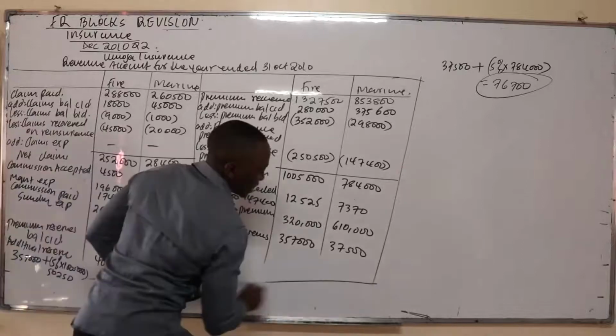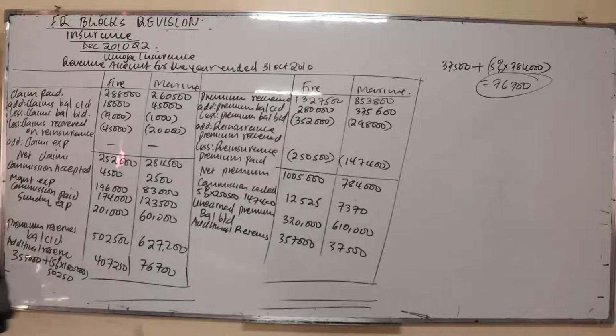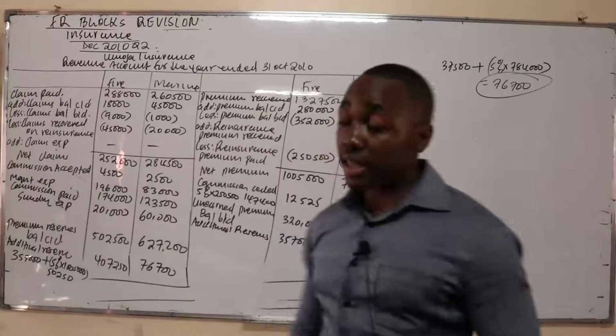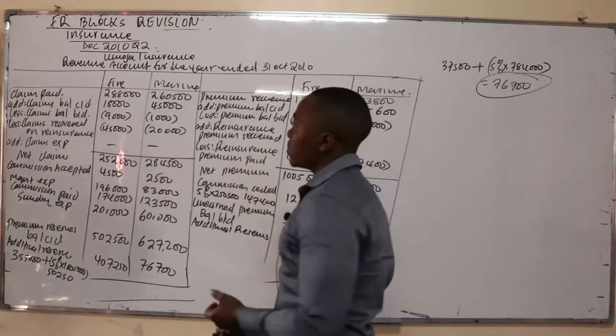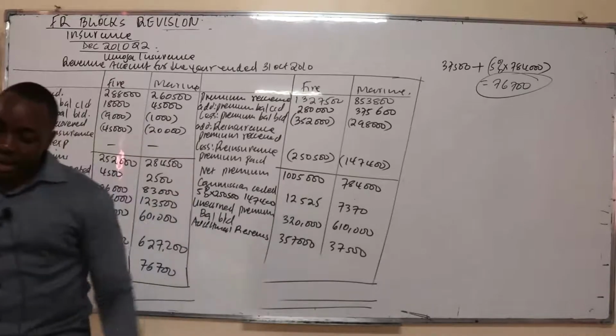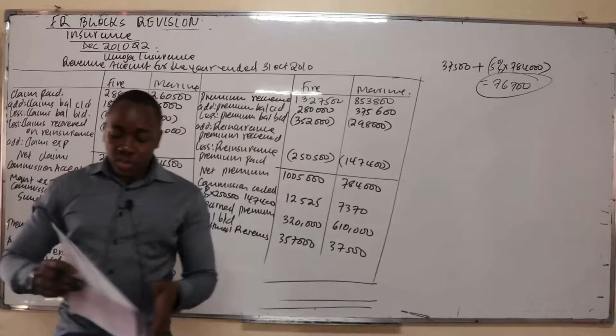Then with that, now you can determine your profit or loss. So remember, this was an assignment you were supposed to do. I just decided to show you how to present the revenue account. Once you present the revenue account, the income statement and the balance sheet are straightforward. Good, so you can take a screenshot of that.